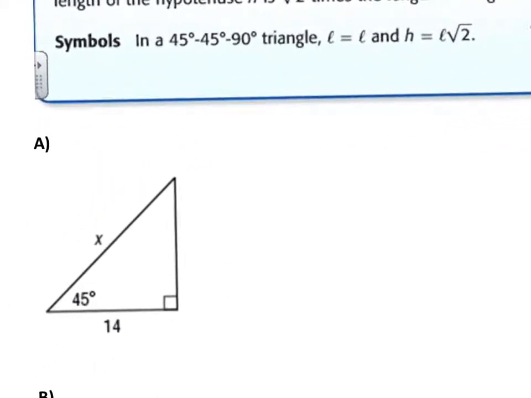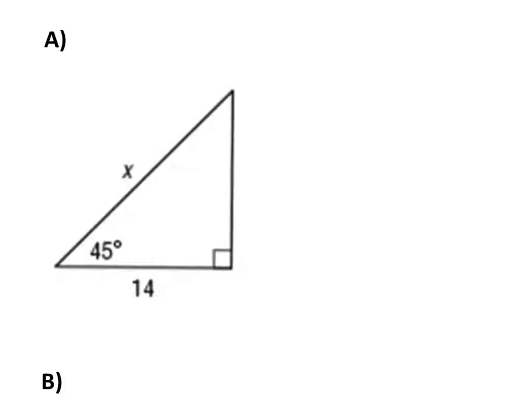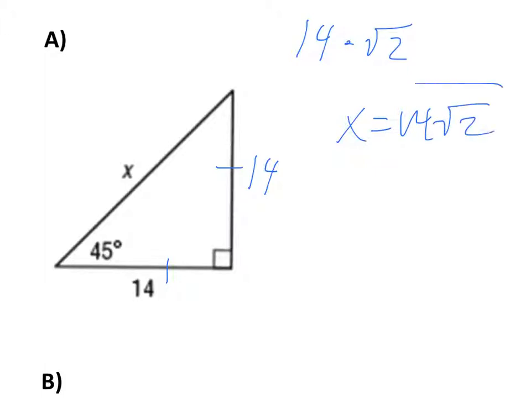So here's A. We have a 45, 45, 90 triangle. Notice these are congruent, which means this side is also 14. But remember, if we're going from leg to hypotenuse, which you should have copied down in your notes, we're going to multiply 14 times radical 2, which is just 14 radical 2. Pretty simple there. Let's look at another example.